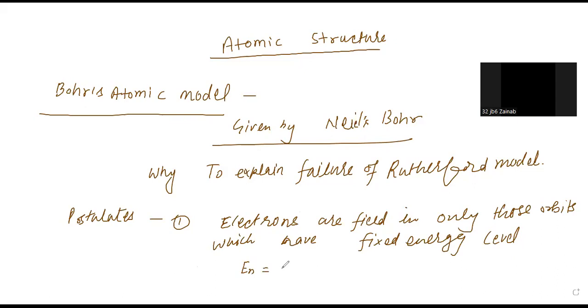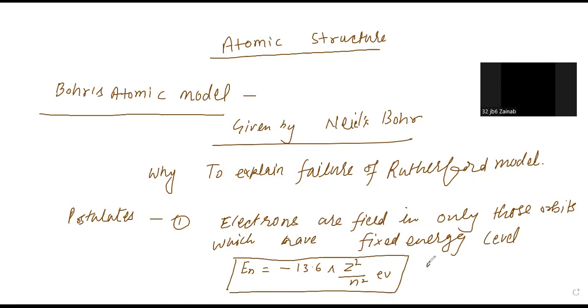And how much is the energy level? En is equal to minus 13.6 into Z square upon N square electron volt. This much energy should be there. Where N is the orbit number, and Z is the atomic number. So these are the first point, which were the important one.